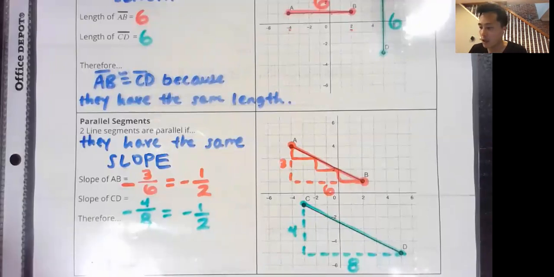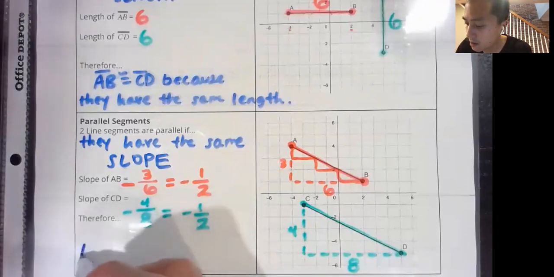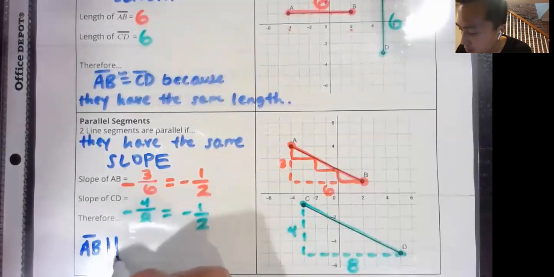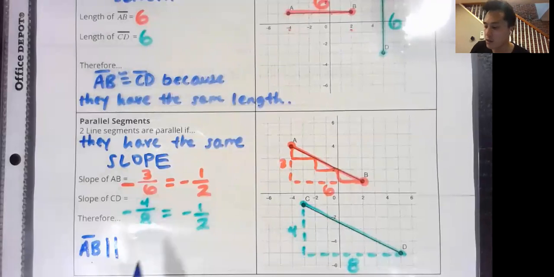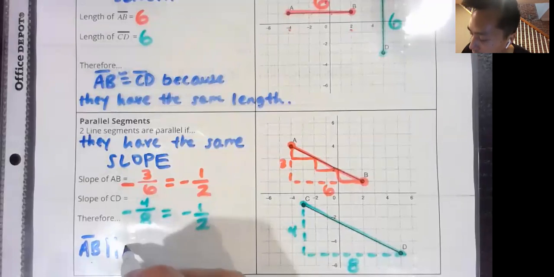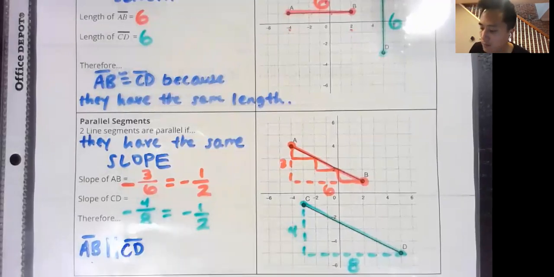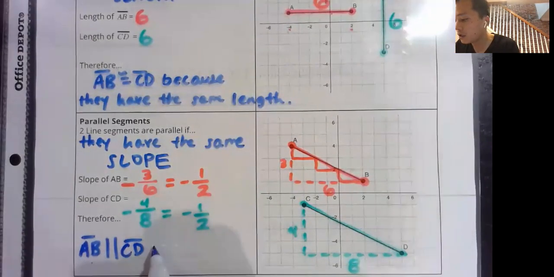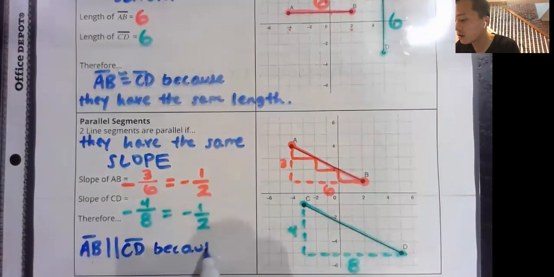Therefore, the conclusion I can make is line segment AB is parallel to. So this right here is the parallel symbol that we can use. It's like 2 train tracks where both lines are running parallel to each other. So line segment AB is parallel to line segment CD. And we know that it's parallel because they have the same slope.